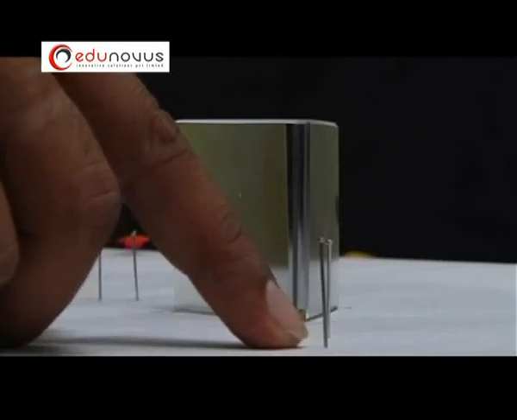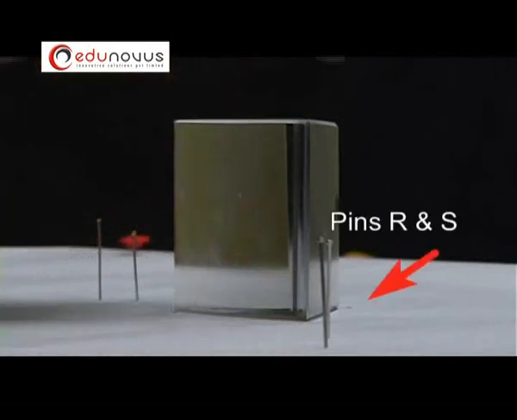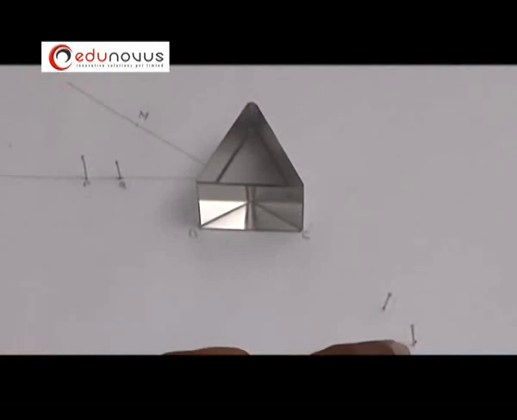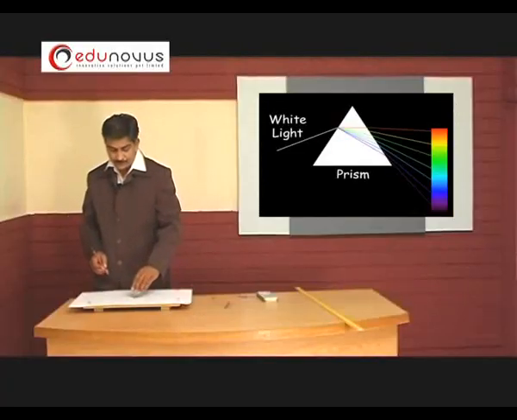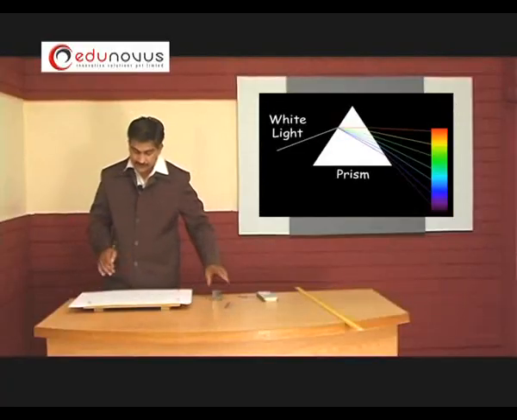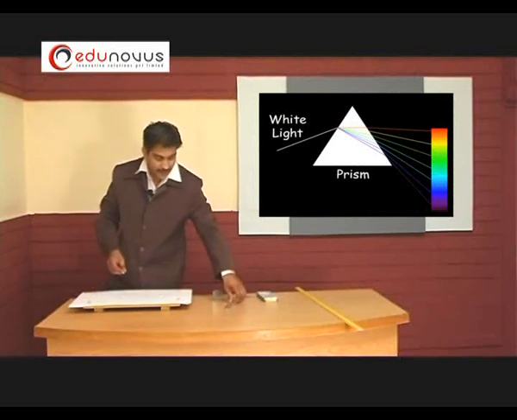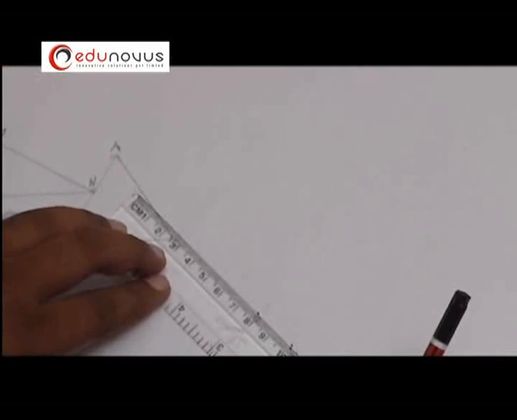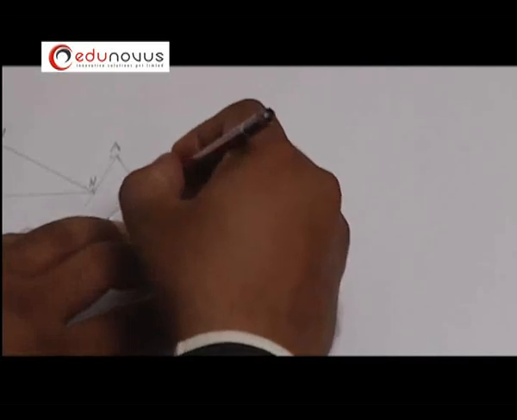We say the images of P and Q and the pins R and S are on the same line when we observe from the refracting surface AC. This line which joins R and S is the emergent ray from the face AC. Now remove the prism, remove the pins and join R and S with the help of a scale to meet the refracting surface AC at V.